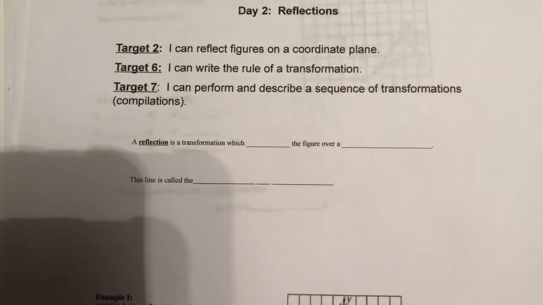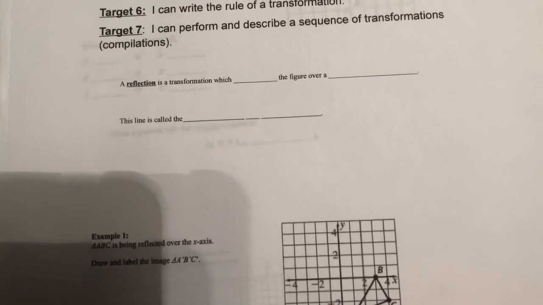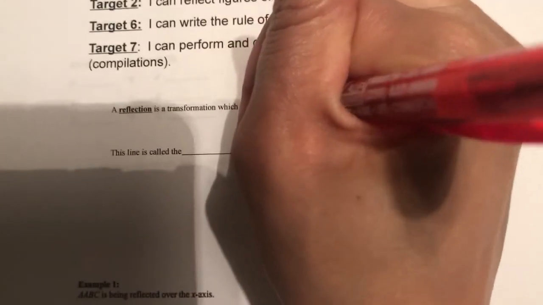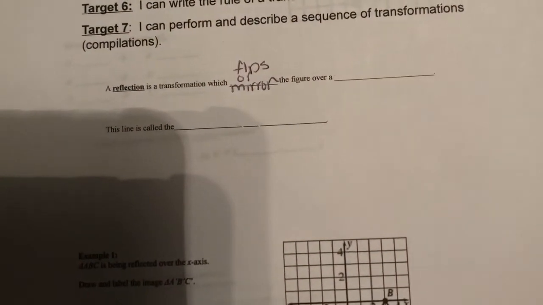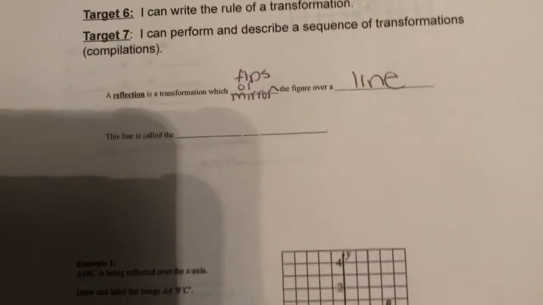Before we even get started, a reflection is a transformation which flips or mirrors the figure over a line. All right. And that line is called the line of symmetry.